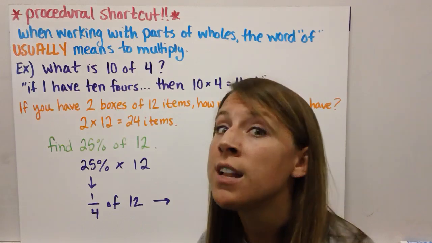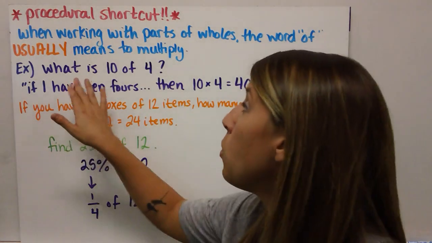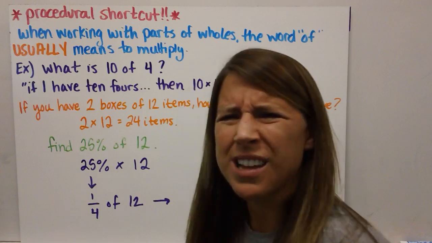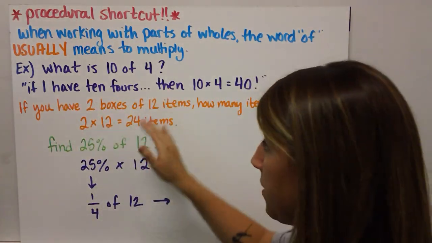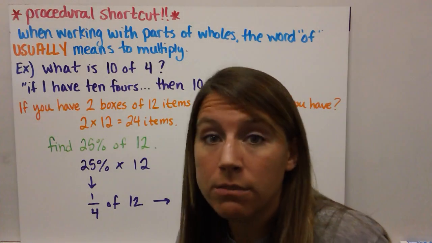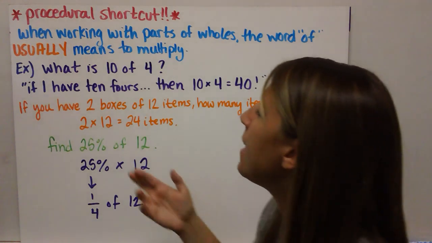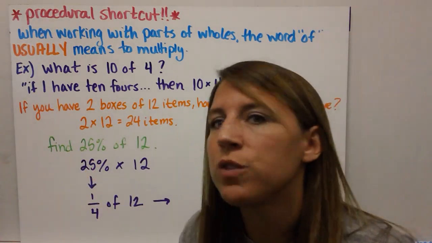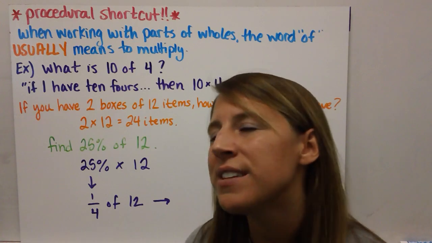We're going to work through tons of problems to help you understand this concept. But this is why. If I said, what is 10 of 4? Well, it's kind of weird. 10 of 4 is kind of like if I have 10 fours, then it's multiplying 10 times 4, and that means that I have 40, right? If you have 2 boxes of 12 items, how many items do you have? Again, 2 boxes of 12, like 2 of 12. I have 2 times 12, which is 24 items. Again, why this kind of works.